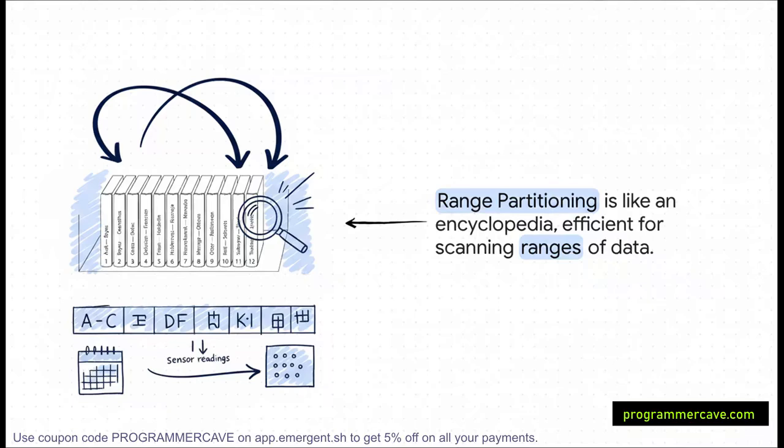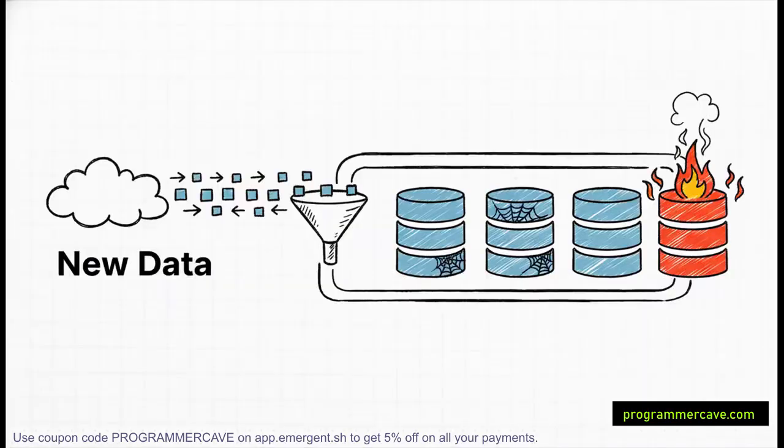Partition 1 might hold all the keys from A through C, partition 2 gets D through F, and you get the idea. The huge, massive advantage here is that range queries are incredibly efficient. Need all the sensor readings from last Tuesday? Boom, they're all sitting right next to each other in one partition. Easy. But, and this is a big but, there is a serious downside: hotspots.